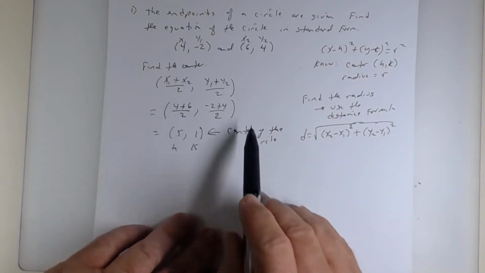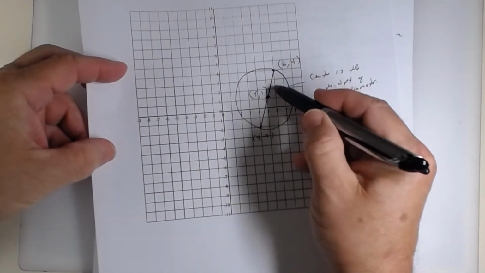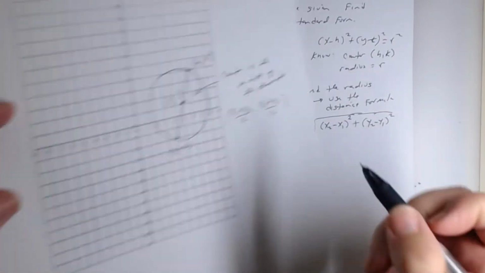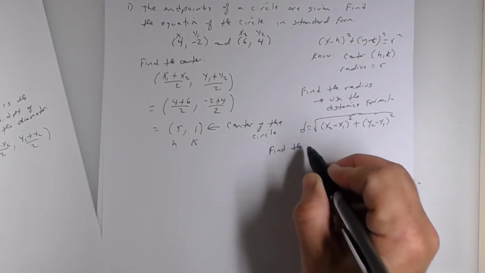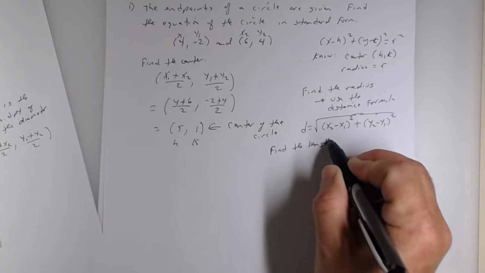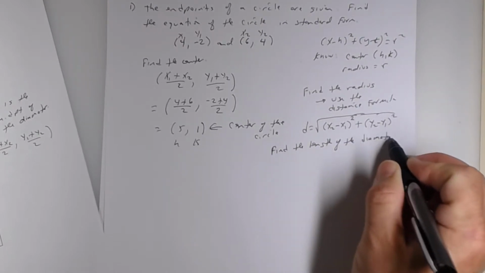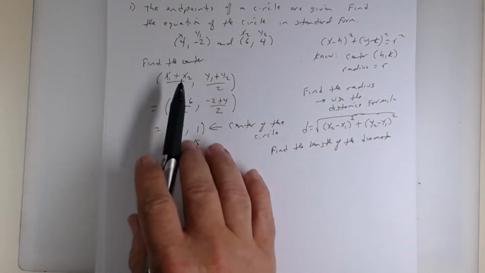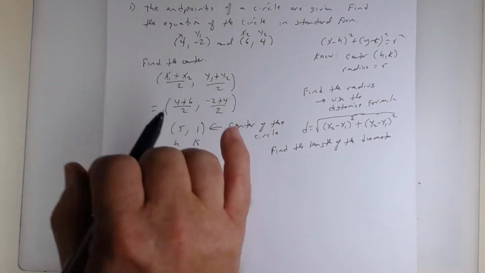All right, now you can use the distance formula in this. So in other words, what you're doing is you're finding the distance of this, and what's the segment called? The diameter. All right? So you're going to find the length of the diameter. So you found the midpoint of the diameter. The midpoint of the diameter is the center of the what? Circle.